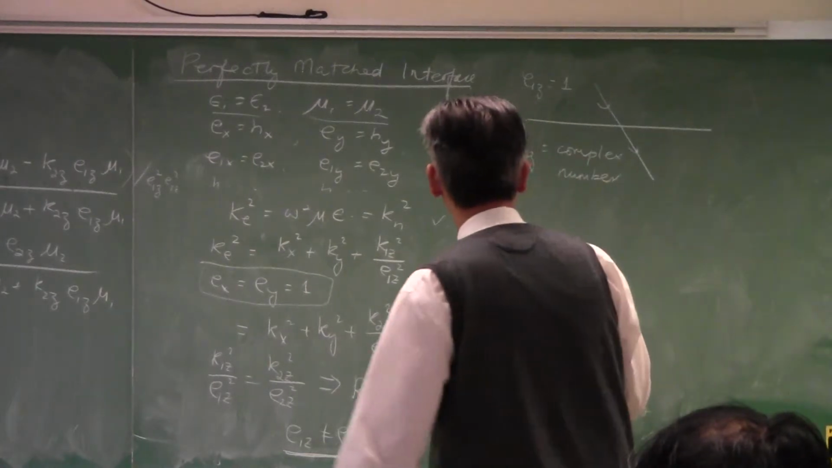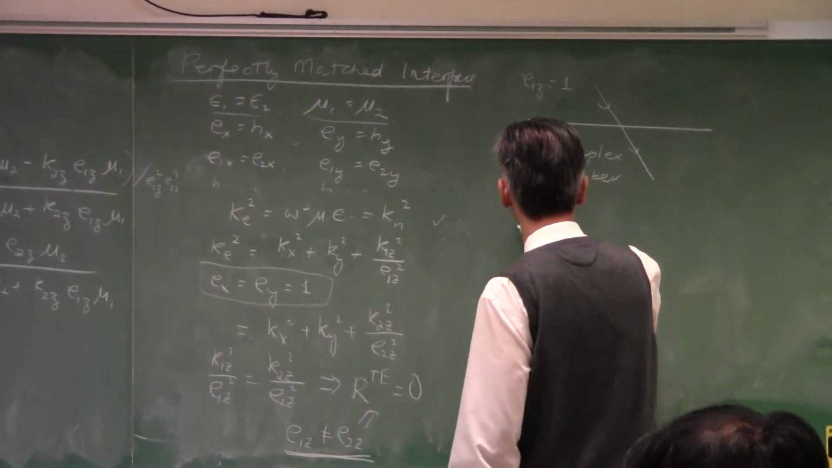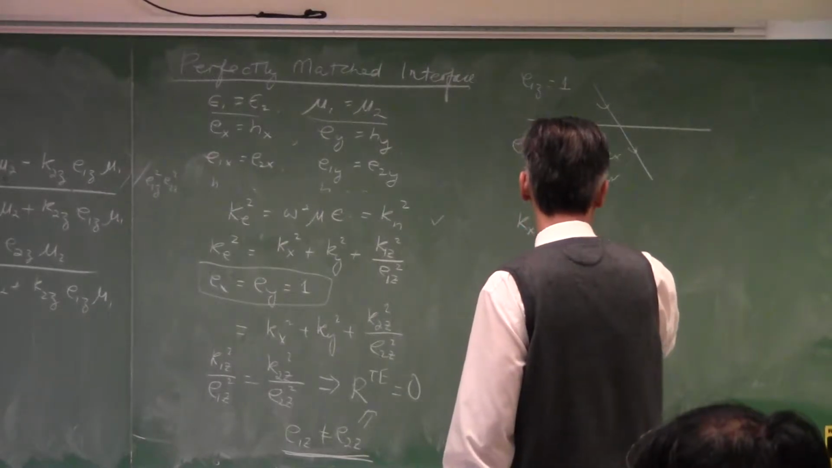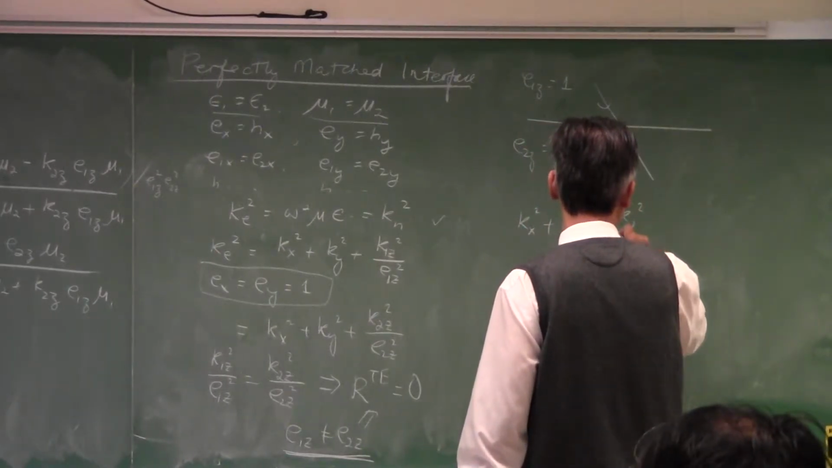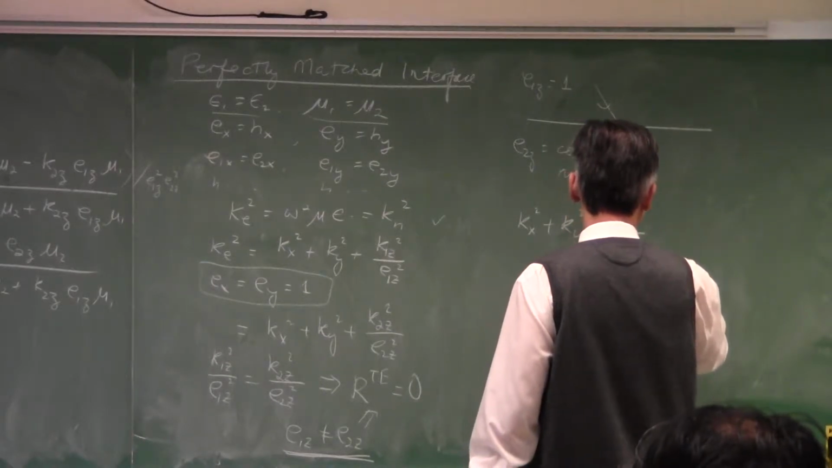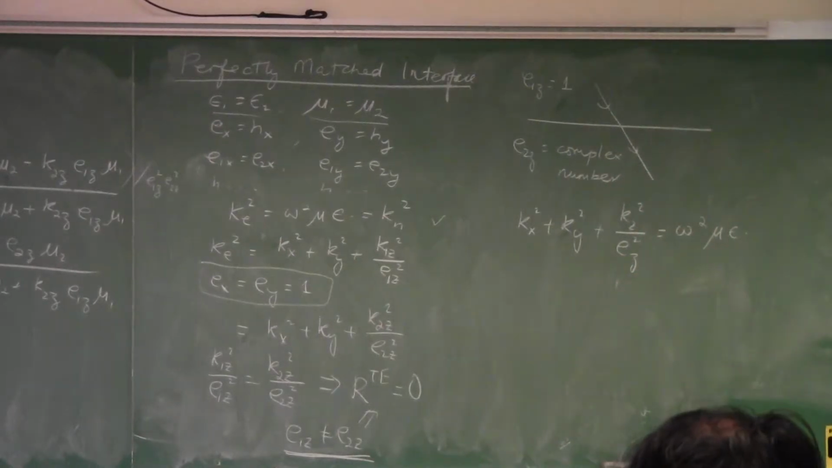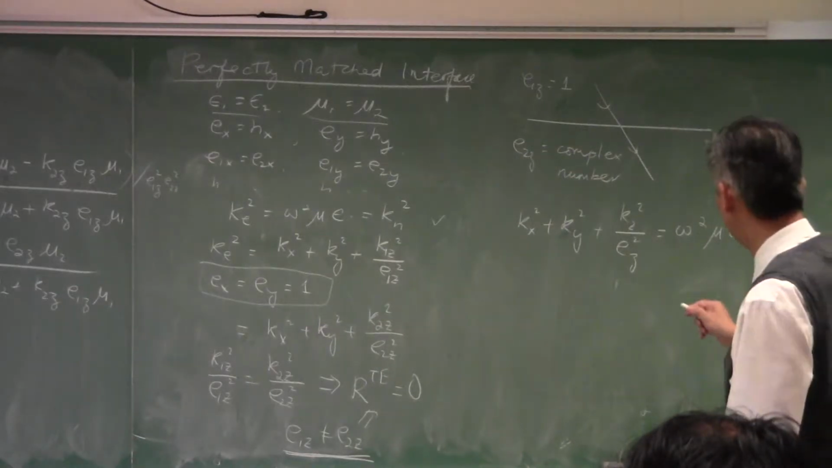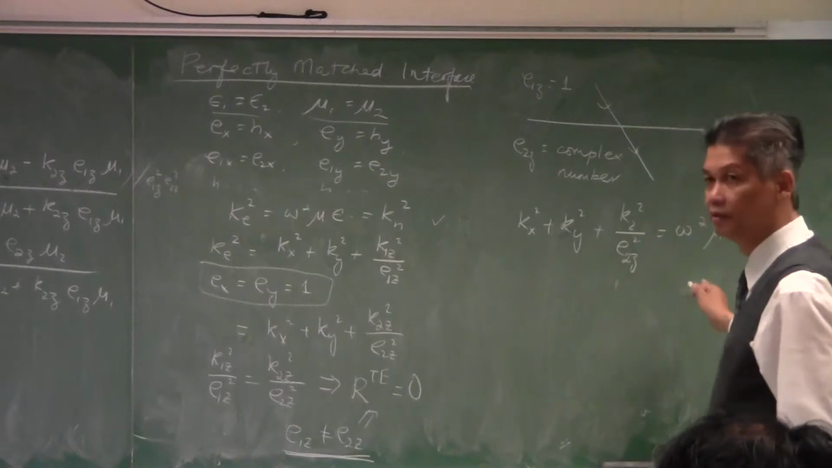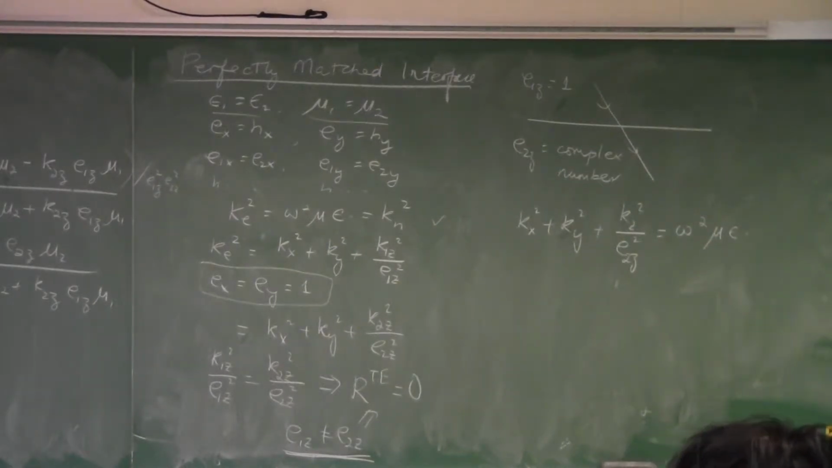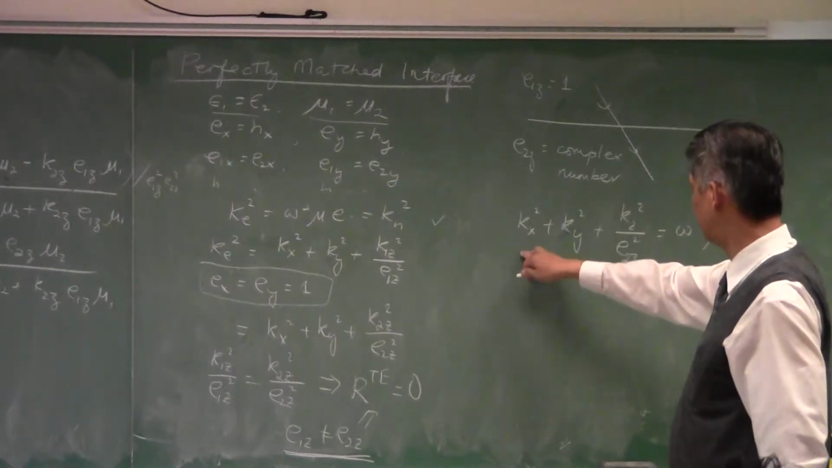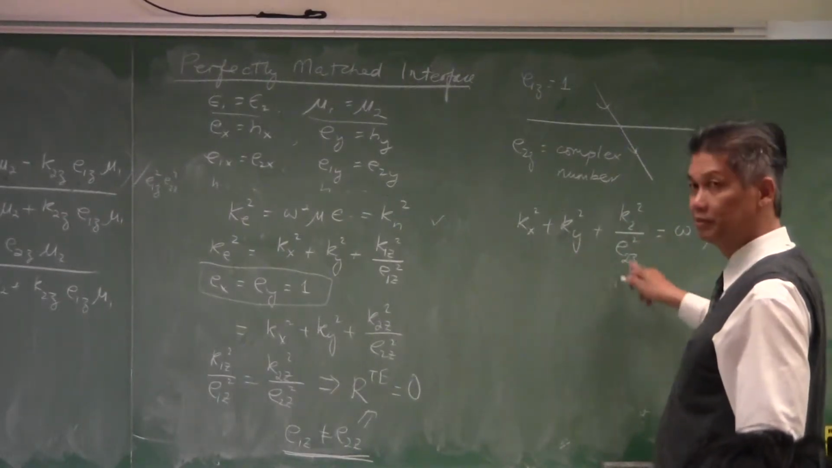So this actually gives you a very interesting choice, because we have seen that kx squared plus ky squared plus kz squared over epsilon z squared is equal to omega squared mu epsilon. This was the dispersion relationship that we have derived for this kind of media, at least in region 2. You can pick any epsilon 2, you can pick any E2, and this dispersion relationship will be satisfied. Before that we have kx over ex, ky over ey. Now you can have a freedom of choice here.